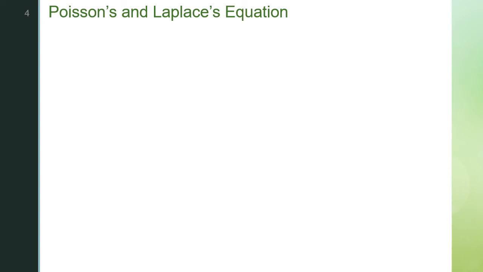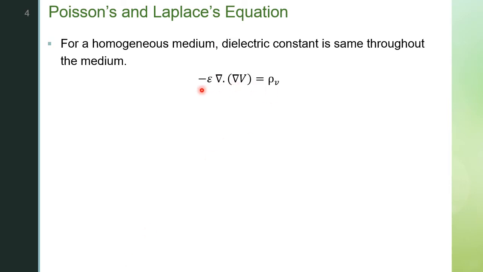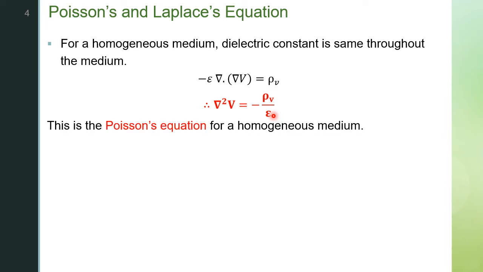Now we are extending that derivation into a homogeneous medium. If you consider the homogeneous medium, permittivity will remain a constant throughout the medium. So we can take epsilon outside the del operator. So the equation changes to minus epsilon del dot del V, it is equal to rho V. When you take the divergence of the gradient of a scalar, it is del square V, and this is equal to minus rho V by epsilon. Therefore, this equation is called the Poisson's equation for a homogeneous medium. Del square V is equal to minus rho V by epsilon.